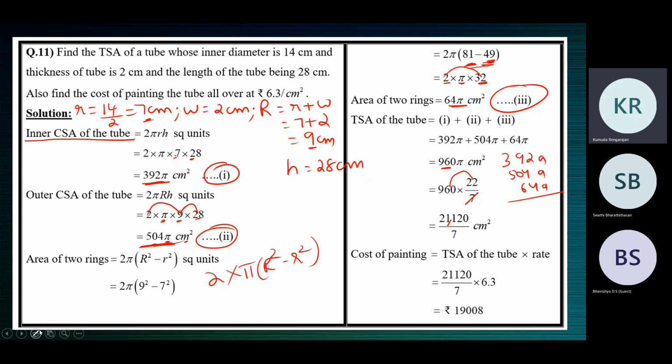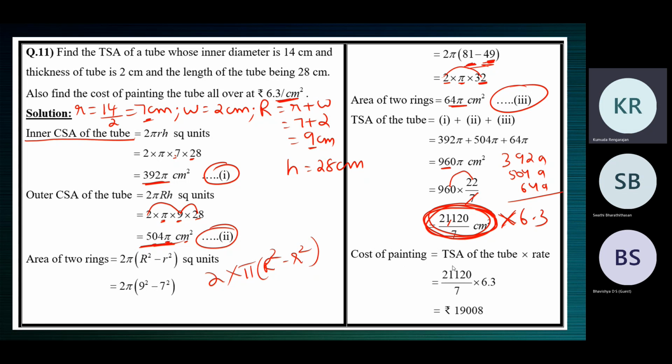Now we have to also find, so we found the TSA. This is the total surface area of the tube. That is, this is the inner CSA, outer CSA, and the area of the two rings together. Now, the cost of painting 1 centimeter square is 6 rupees 30 paise. So the cost of painting so many centimeter square will be this one into 6.3. That will be the total cost of painting.